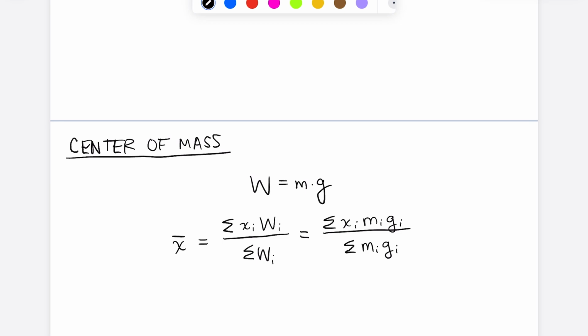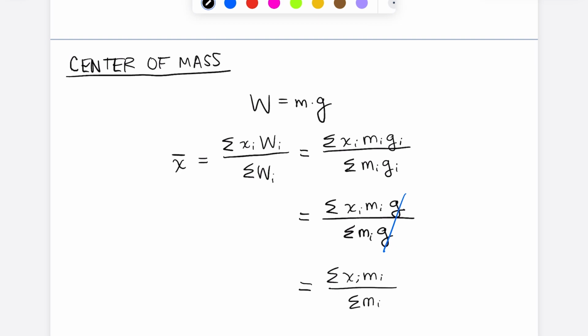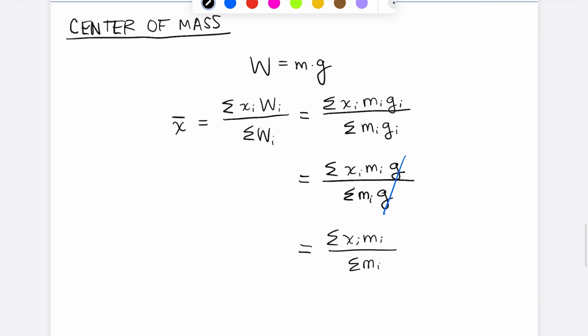If I can say that these terms gi are constant, so the gravity acting on one portion of the object is the same as the gravity acting on another portion of the object, then this turns into the sum of xi mi times g divided by the sum of mi times g. And I can factor out these constants from the sum and cancel them out. So it becomes the sum of xi times mi divided by the sum of mi. And this is exactly the center of mass.